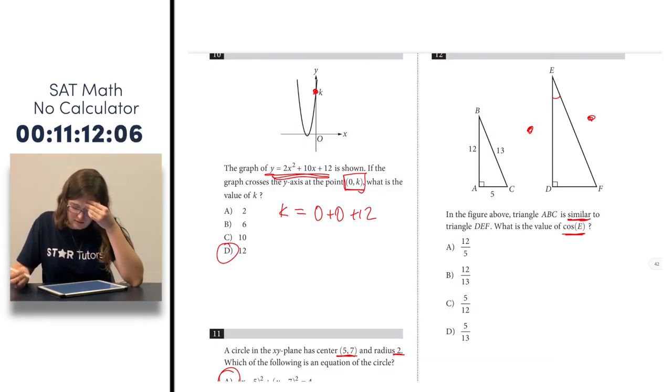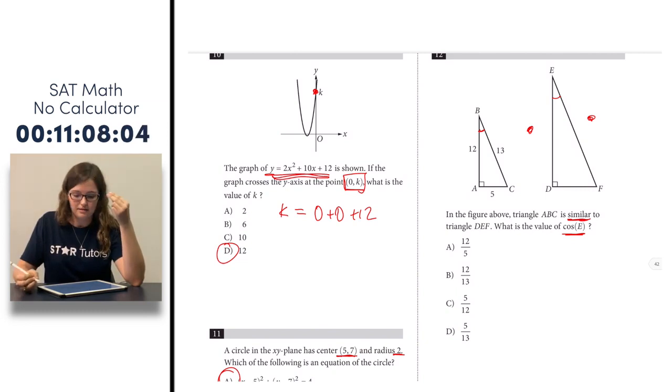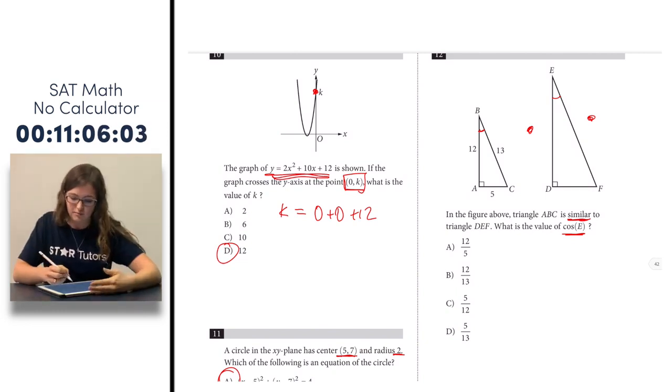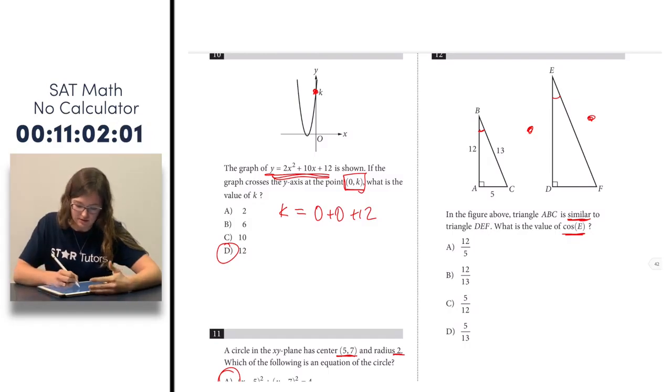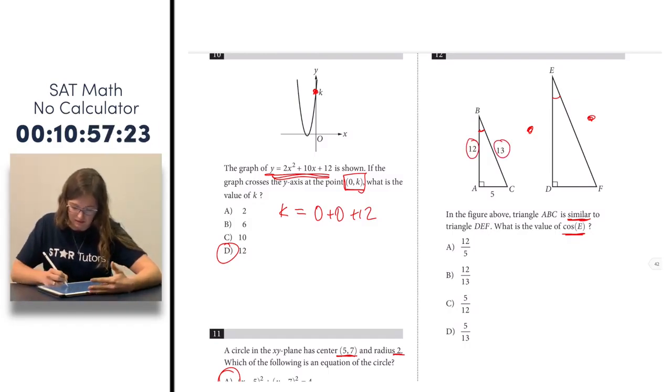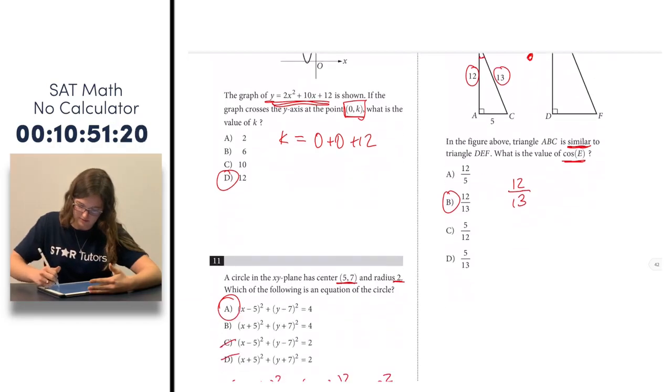The idea here, guys, is that if you have similar triangles, they have the same angles. The corresponding angles are the same, which means that the cosines of those angles are going to be the same. So it turns out that the cosine of B is going to be the same as the cosine of E, which is going to be 12 over 13. That one could be a lot trickier if you didn't see that.